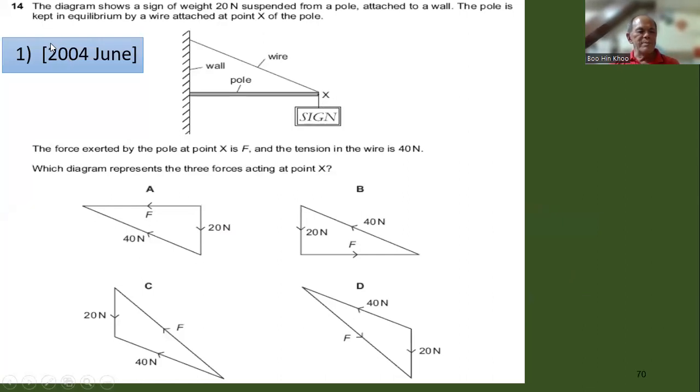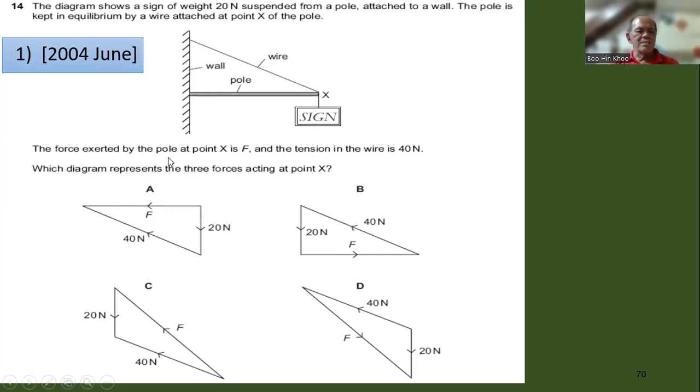This is from a past year paper, 204 June. The diagram shows a sign of weight 20 newtons suspended from a pole. That's the pole, attached to the wall. That's the wall. The pole is kept in equilibrium by a wire attached to point X of the pole and to the wall.